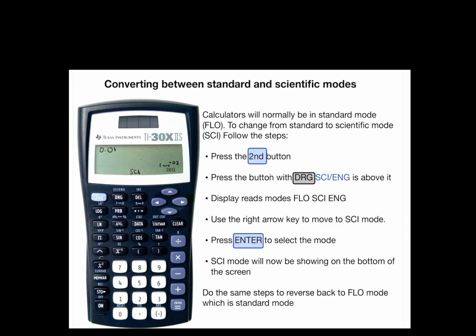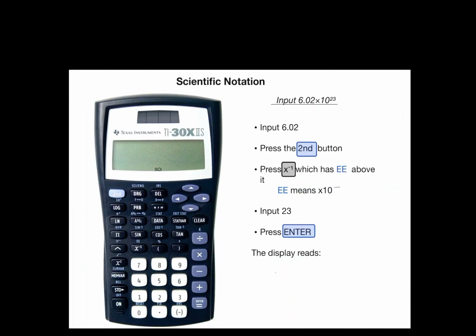Now that converting between standard and scientific modes on the calculator has been demonstrated, I will demonstrate how to input numbers in scientific notation. I want to input the number 6.02 times 10 to the 23 into my calculator. I'll start by inputting the number 6.02. Next, I'm going to press the second button. Notice that the second now shows on the display. Next, press x to the minus 1, which has EE above it. EE means times 10 to the, so this is times 10 to the.